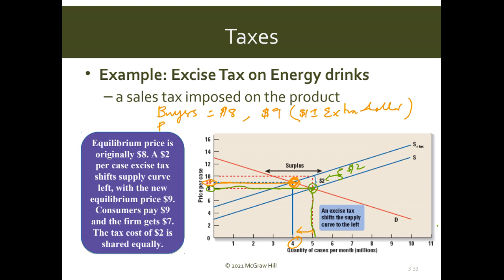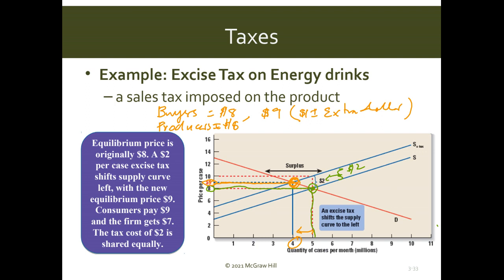Producers. Before the tax, producers were receiving $8. Same. So you were paying $8 before the taxes, and sellers were receiving $8. Market clears. Now with the taxes, there's a problem. Yes, buyers or consumers are now paying $9 instead of $8, because you can see the new equilibrium price is $9. So now they are paying $9, $1 extra.